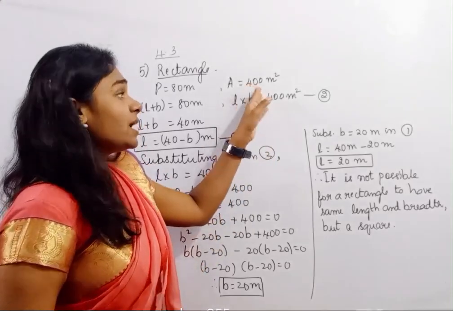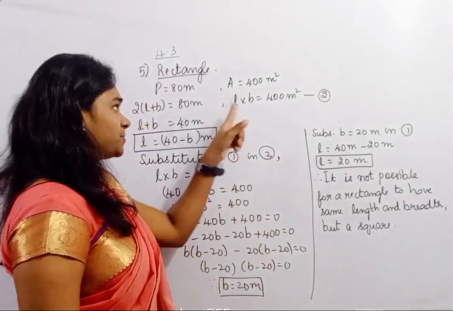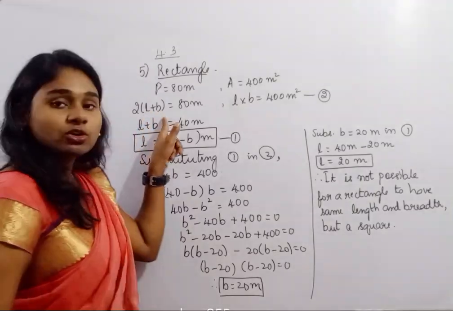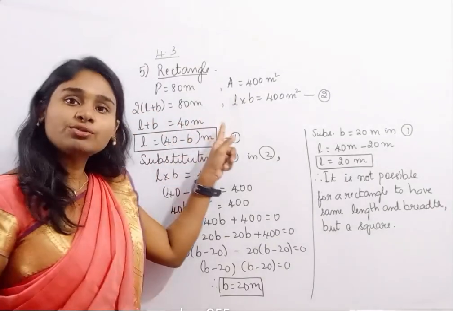Now then what is the area of a rectangle? It is L into B is equal to 400 meters square. So substituting that we get this. So now here L plus B, or the sum of length and breadth, can be written as 80 upon 2, which is equal to 40 meter, right?